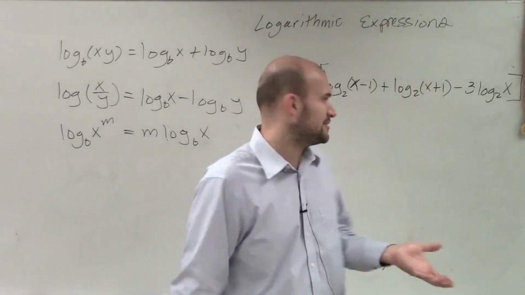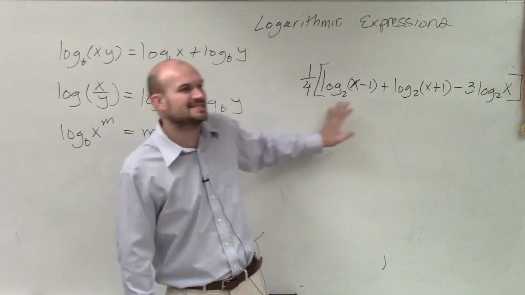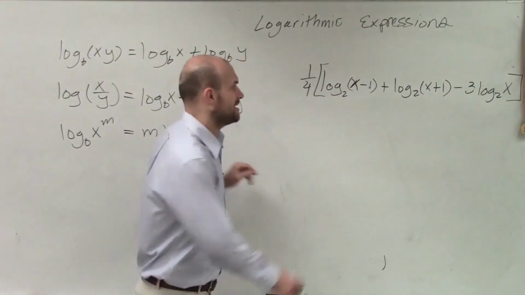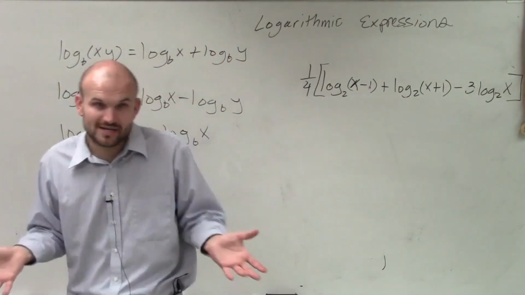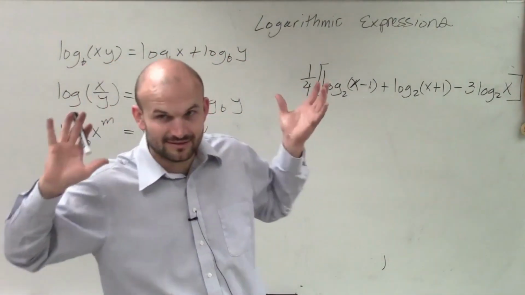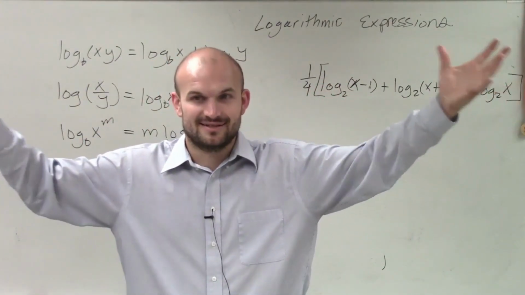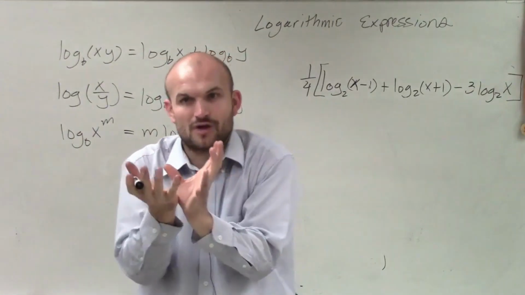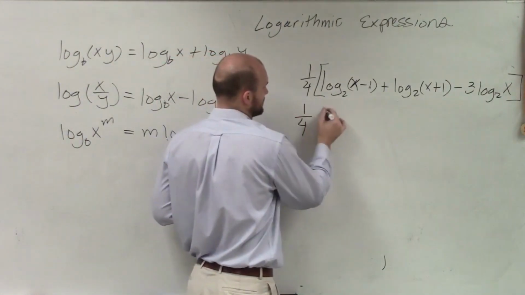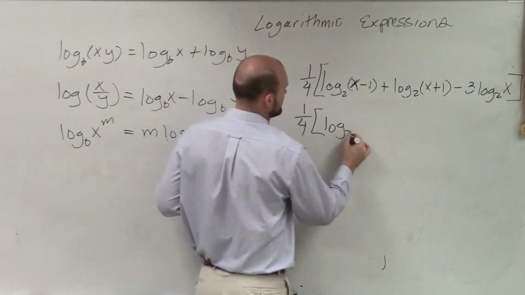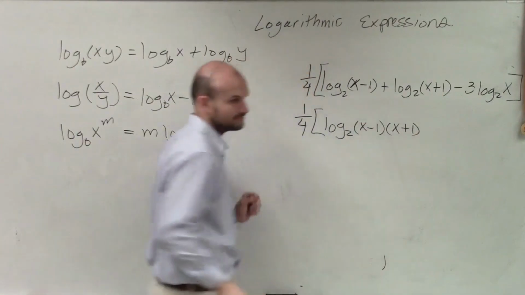But what I'd like you guys to do when we're applying this is to figure out the inside first. All right? So right now we have multiplication. Let's just work from left to right. We have multiplication. If I have addition, I can rewrite it as the product of one single logarithm, right? So let's do that first. So 1/4 log base 2 of x minus 1 times x plus 1.